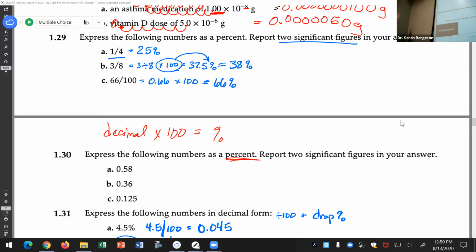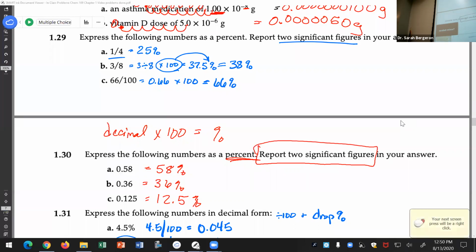Okay, so 0.58 is what? 58%. Make sure you put your percent sign. 0.36 is 36%. C, 12.5%. Now, what did they tell us though? 2 significant figures, so we should round this to 13%.